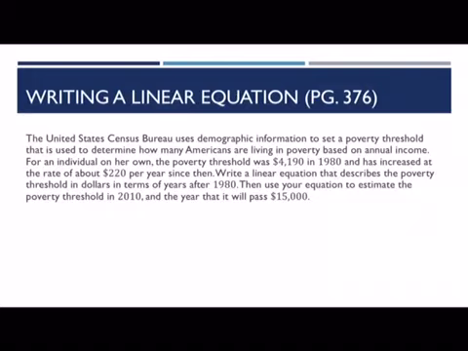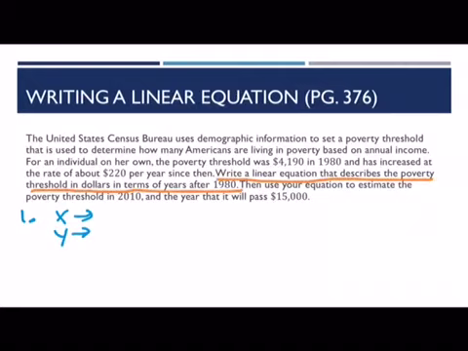So let's focus on the instructions first. We're supposed to write a linear equation to describe the poverty threshold in dollars in terms of years after 1980. So step one would be identifying the variables. It's a linear equation, so we will work with two variables. We'll call them x and y.